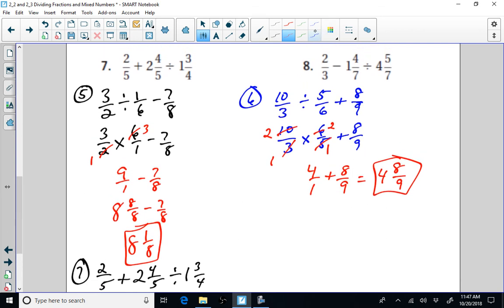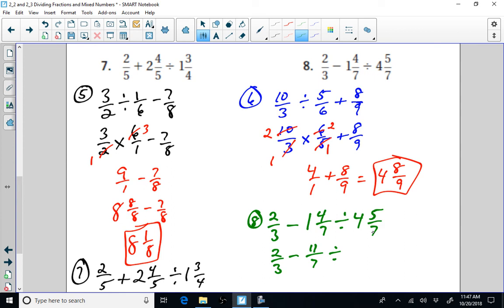Alright, and our last problem, I'll write it down here. Problem number 8. Problem 8 is 2/3 minus 1 and 4/7 divided by 4 and 5/7. And once again, we have to do the division before I can do that subtraction according to the order of operations. So this becomes 2/3 minus 7 times 1 is 7, plus 4 is 11, that's over 7, divided by 7 times 4 is 28, 28 and 5 is 33, that's over 7.